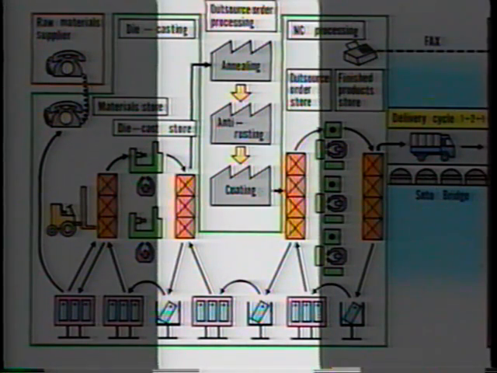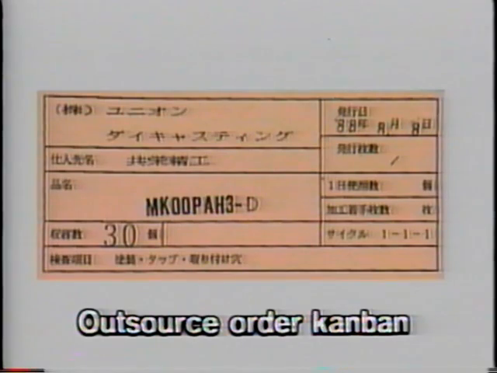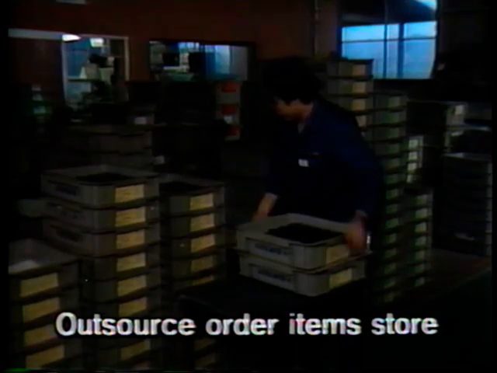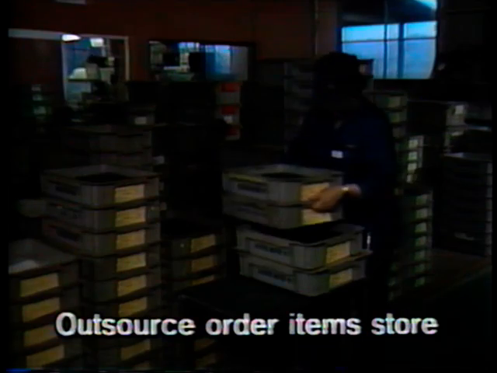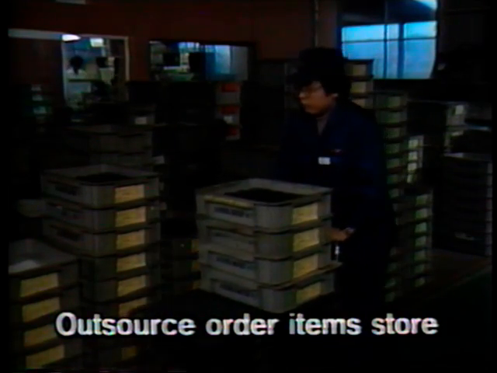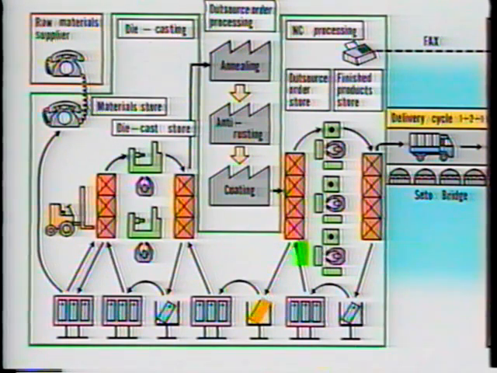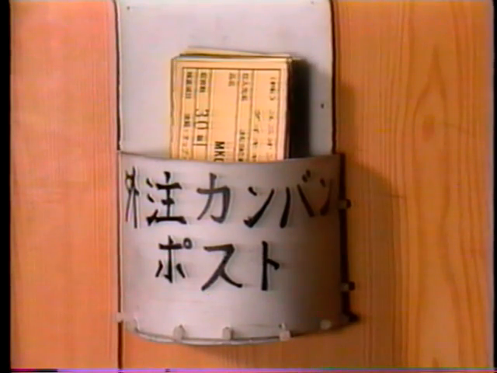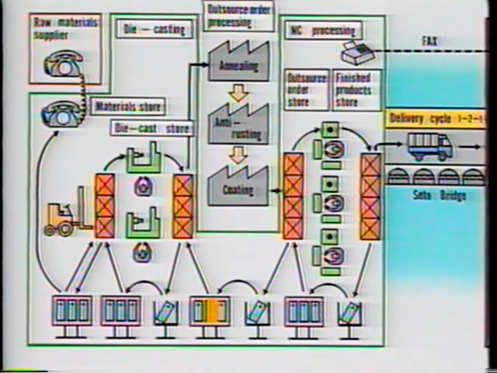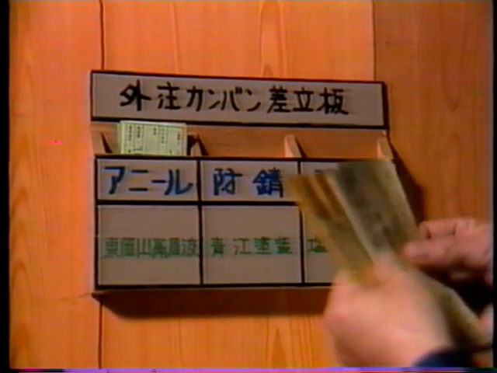Now let's take a look at the cycle for outsource order Kanbans. When the items are taken for NC processing, the Kanban are removed and put in the Kanban mailbox. They are then sorted out and put in the order box to give instructions for outsource order processing.